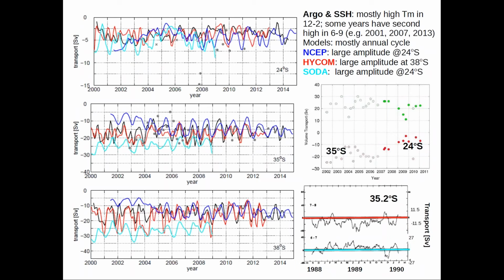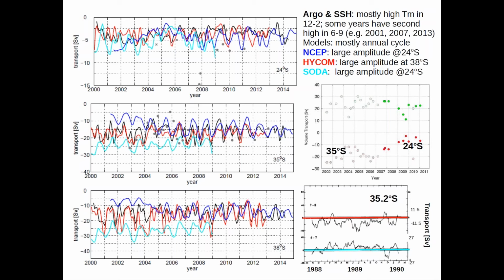So these are now the full time series, smoothed with a Butterworth filter to reduce the mesoscale signal and mainly focus on the annual cycle and interannual variability. And showing some of the previous results again. So Argo and SSH mostly has high transports in December to February. And some years also have a secondary high, and we will look at that variability a little bit more later. The models generally have mostly an annual cycle.